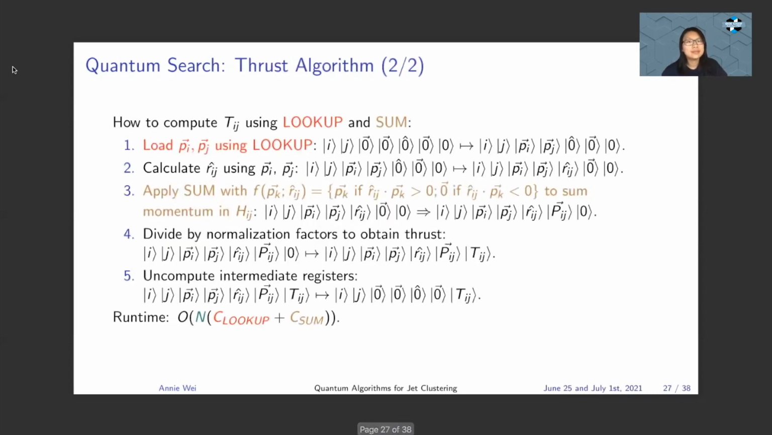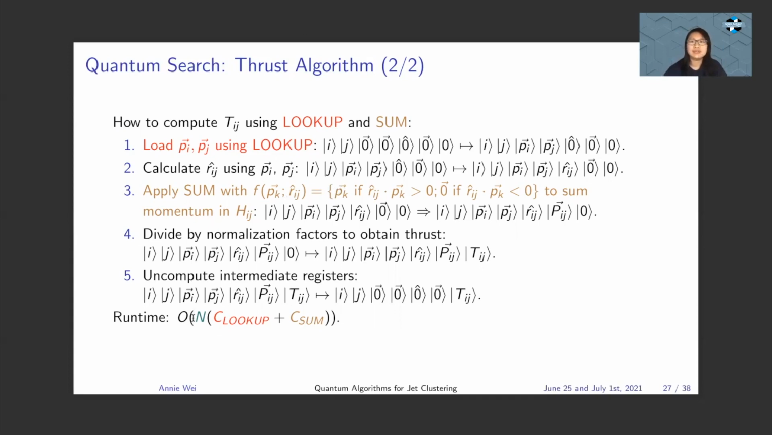Basically, here is what lookup corresponds to. Recall that these two momenta determine an axis, which determines a plane. And so when we call lookup on these two vectors, we load the three momenta corresponding to these two vectors, and then we use them to calculate the reference axis. And now we apply our sum operation, which takes one pass through all the n items in your database. In this case, we take the dot product and add it to the sum on one side.